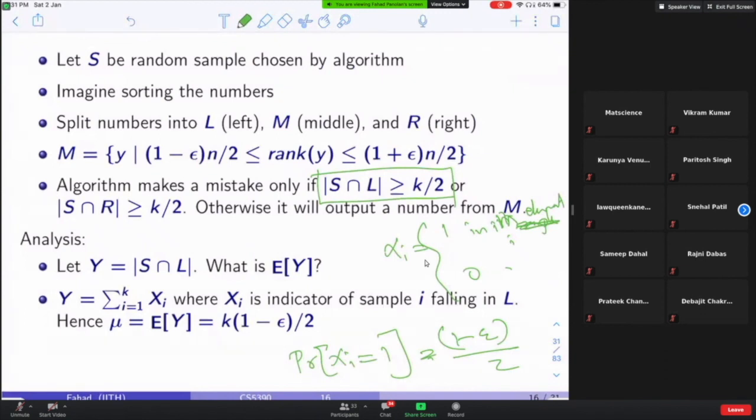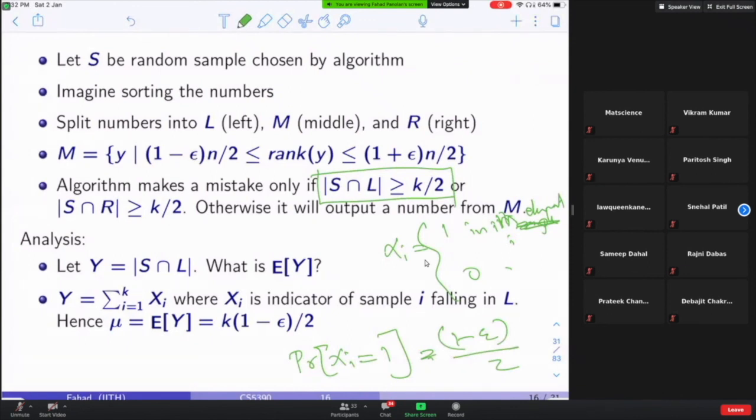There are n elements, and how many of them are there in the L region? There are (1 minus epsilon) whole divided by 2 times n. That many elements are there in L. So the probability that xi equal to 1 is equal to this. Now, how many samples are there? K samples are there. So y is equal to the summation i going from 1 to k of xi.